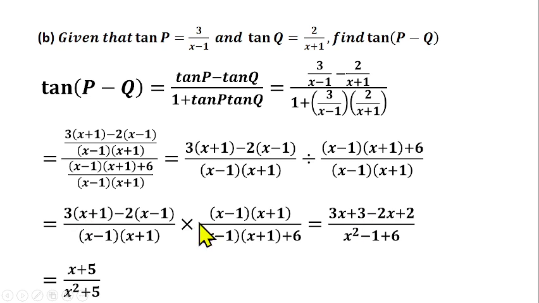3 times s gives us 3s. Then 3 times 1 gives us 3. Minus 2 times s will give us minus 2s. Minus 2 times minus 1 gives us plus 2, over this, which is a difference of 2 square. S plus 1, s minus 1 is a difference of 2 square, which means s squared minus 1, then plus 6. Then if you collect like terms, 3s minus 2s will give us s. Then 3 plus 2 gives us plus 5, over s squared minus 1 plus 6 gives us plus 5. So if you simplify this, you get s plus 5 over s squared plus 5, which is the simplest form of the fraction.